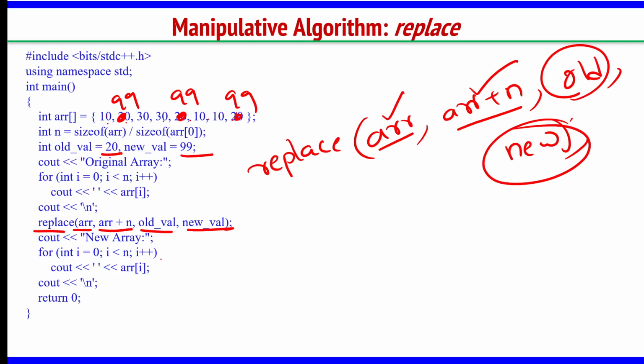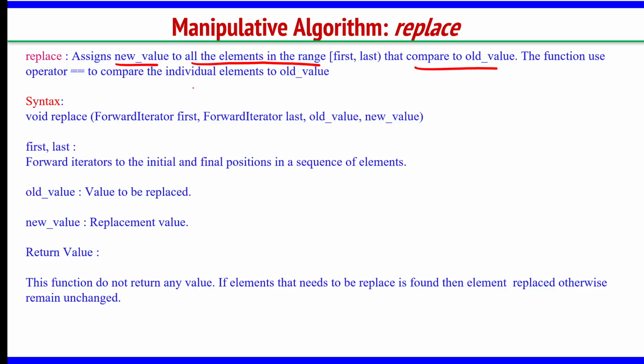This is replace. So, replacing one value with the other value in any container, you can do this in any container, okay. From the beginning till the end, old value and new value is the syntax. See here, that is what assigns the new value to all the elements in the range first to last. This is my choice, I can give that or I can reduce that. This function uses operator double equal to compare the individual elements with the old value.